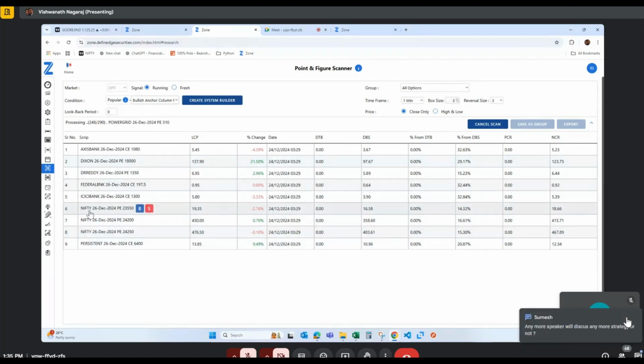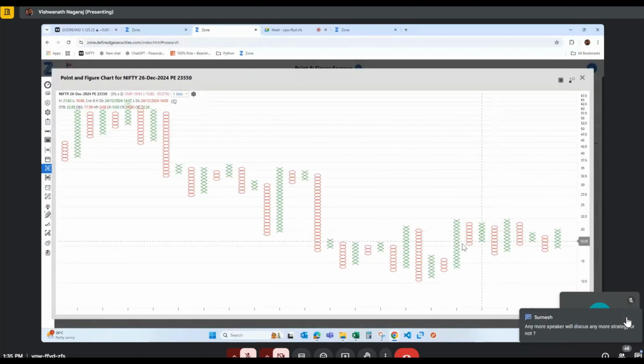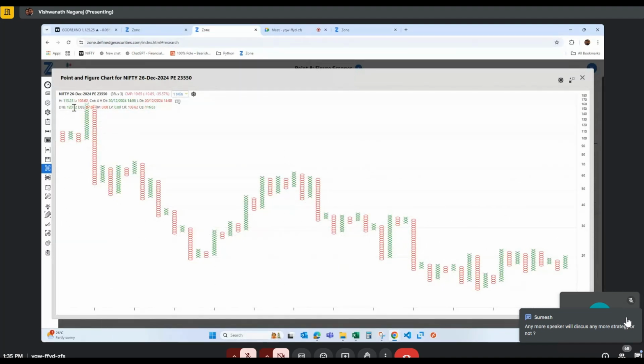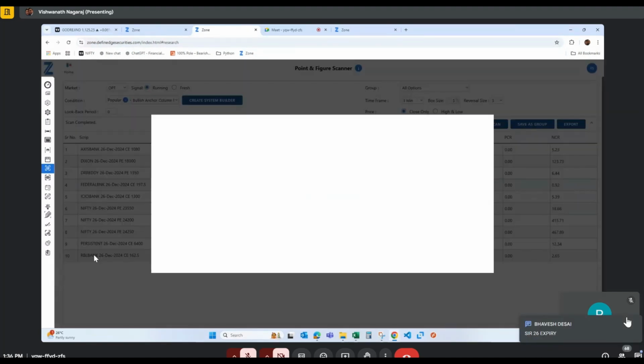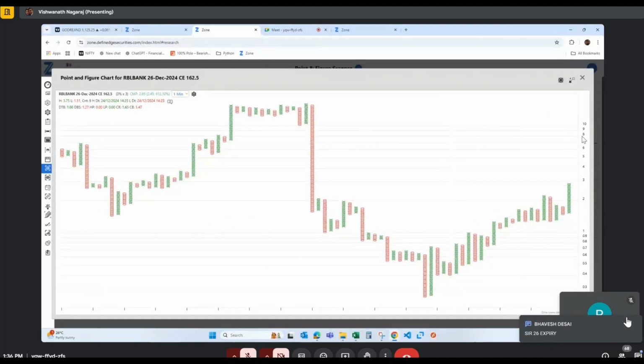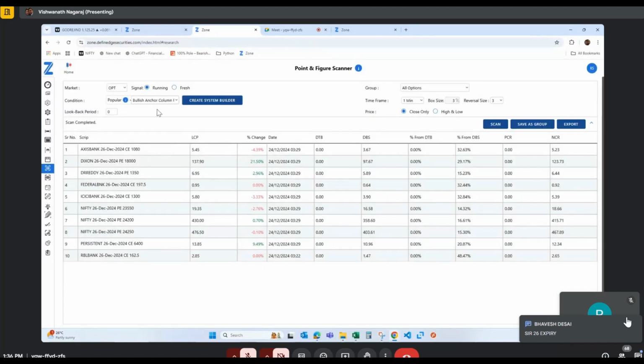Here, bullish anchor column Nifty is giving me PE. If you're an index trader, that means it's saying PE might take off. So Sumit, I think one day we spoke about it. The market was giving weak signals, and then few minutes later it fell, something like this. Persistent CE, RBL Bank CE, you can try and catch these. If you're an option buyer, do this.